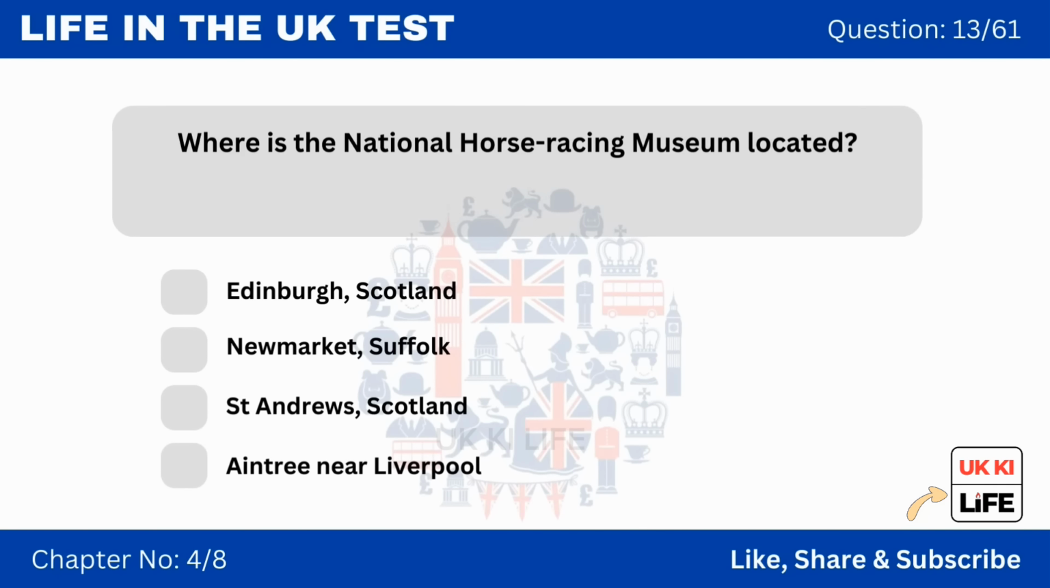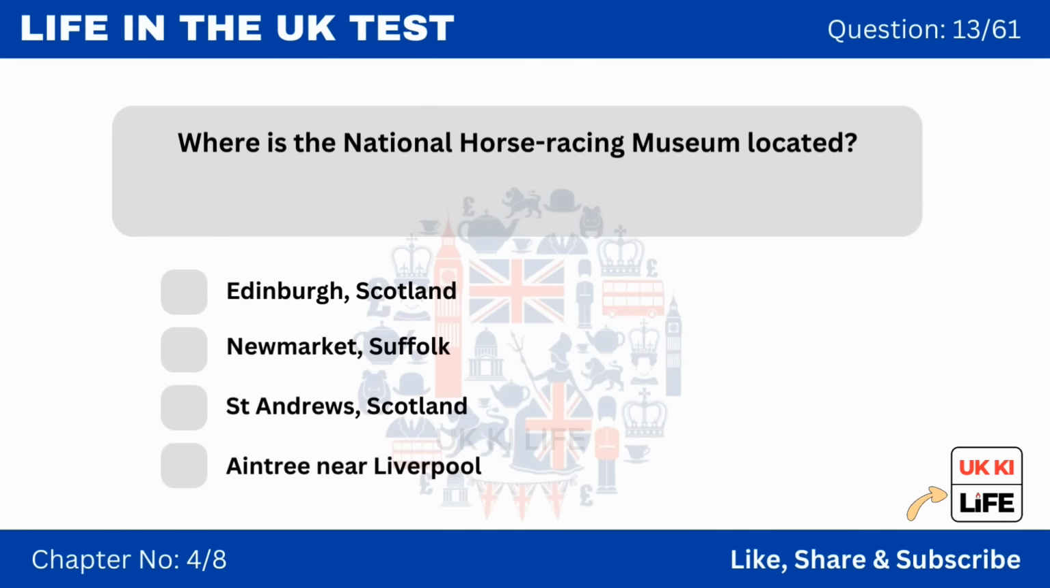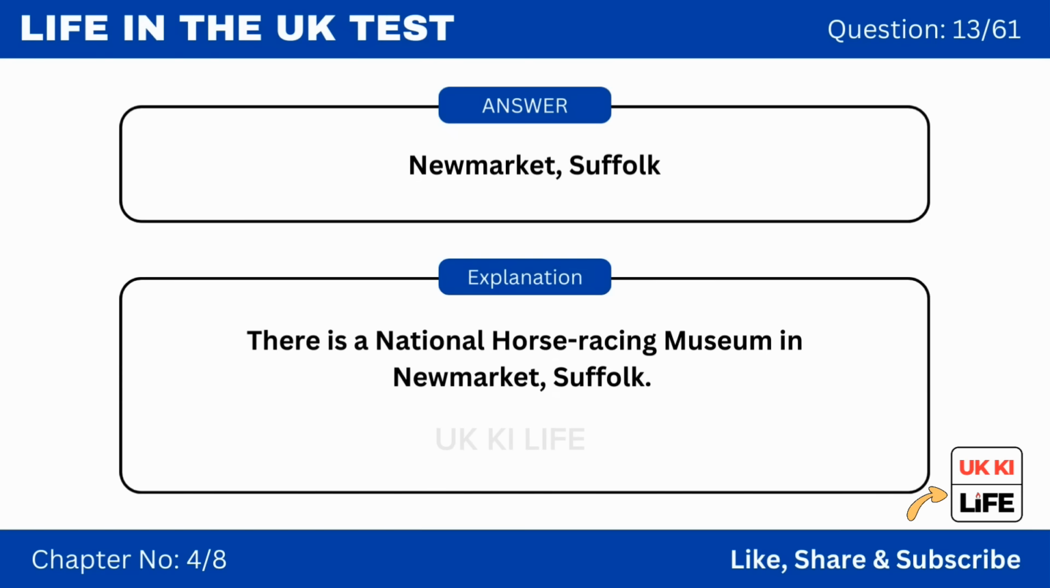Question 13. Where is the National Horse Racing Museum located? Edinburgh, Scotland. Newmarket, Suffolk. St Andrews, Scotland. Aintree near Liverpool. The correct option is B. Explanation. There is a National Horse Racing Museum in Newmarket, Suffolk.